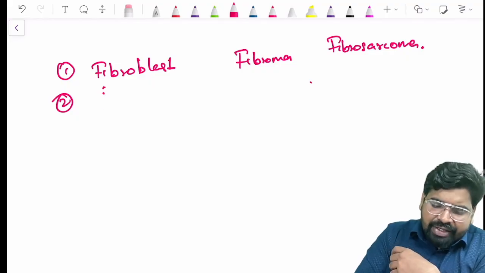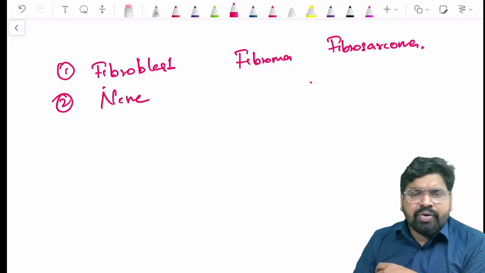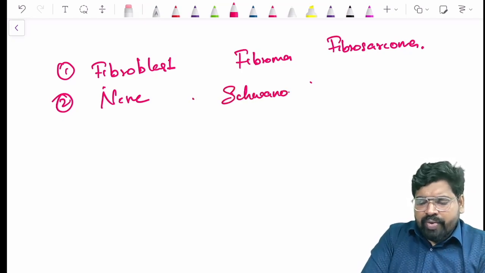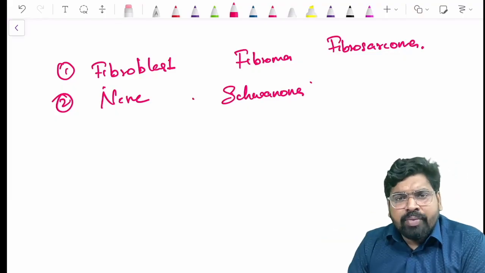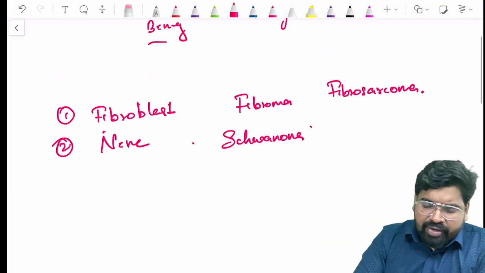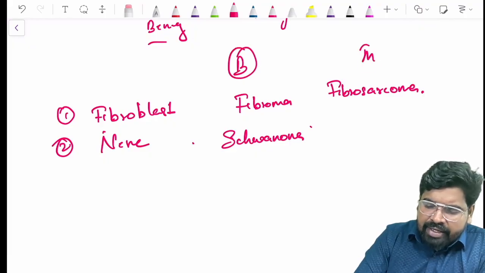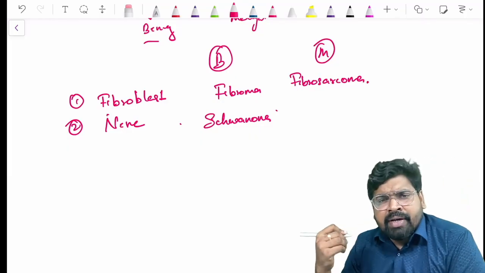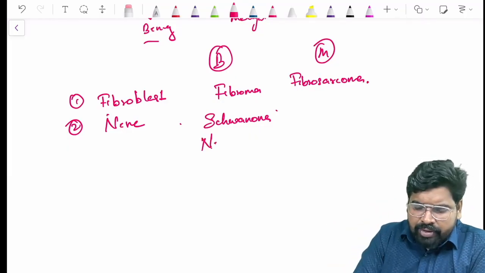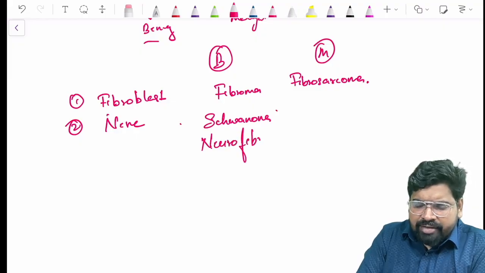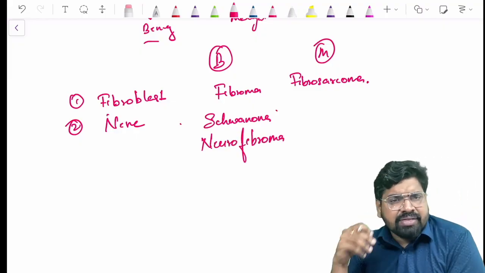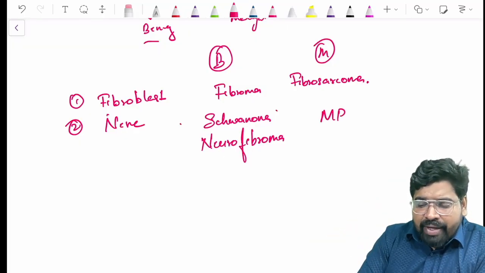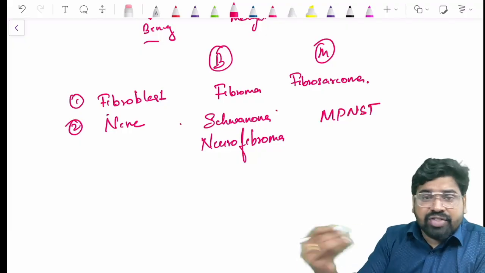Then you have your nerves. What happens in the nerve? There is schwannoma, the benign tumor of your Schwann cells. I'm writing benign here and malignant here. And there is a tumor called neurofibroma, where the perineural fibers, the fibroblasts, get a tumor. The malignant tumor is MPNST, malignant peripheral nerve sheath tumor.